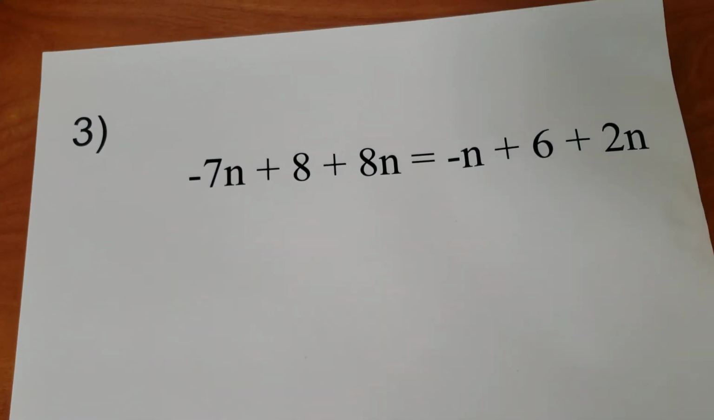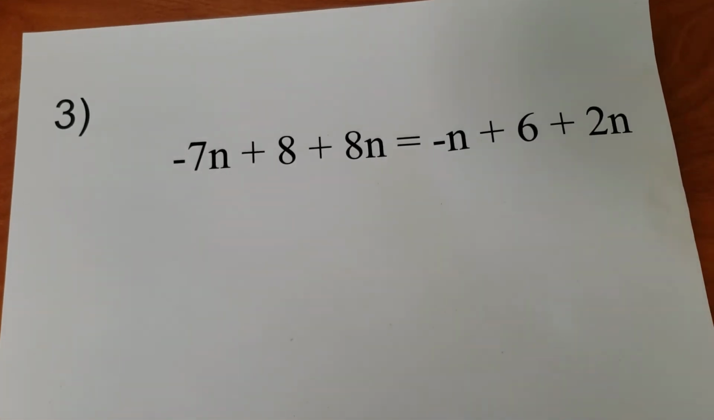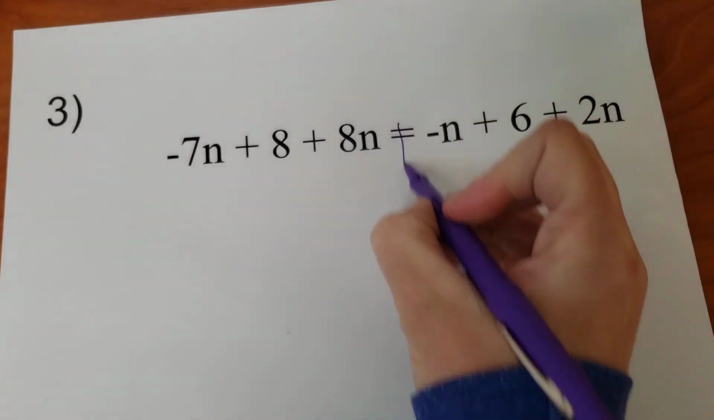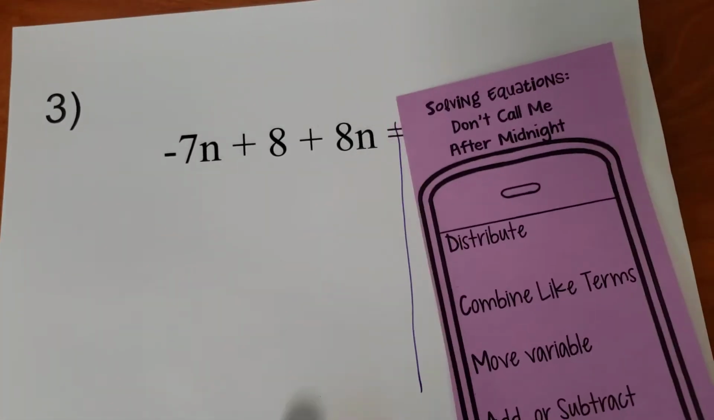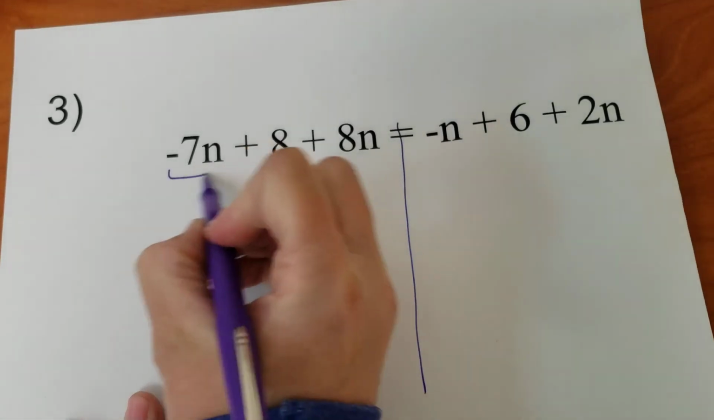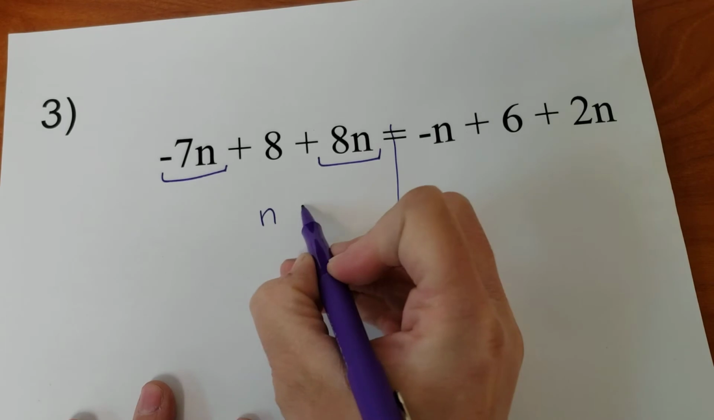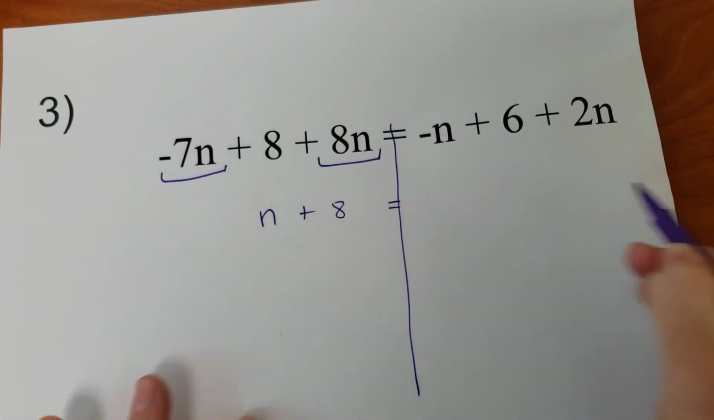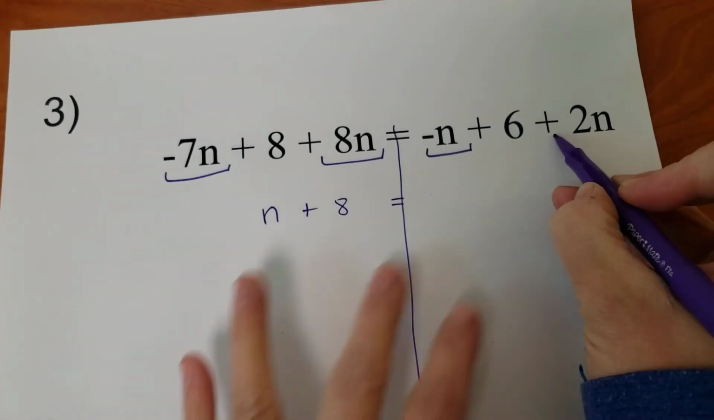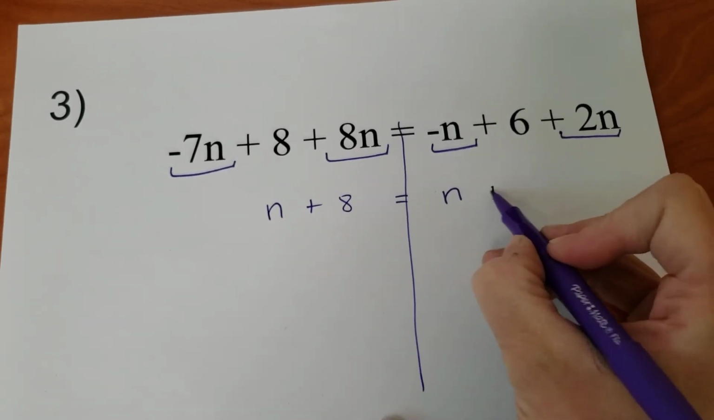All right, on number 3, we are trying to find the value of n. Holy buckets, look at all those n's. All right, let's get ready. It doesn't look like I have any parentheses, so I'm not distributing. I'm going right down to combining like terms to clean this up. -7n plus 8n is just 1n. Over here, cleaning this up over here. Negative 1 plus 2 is just 1n.